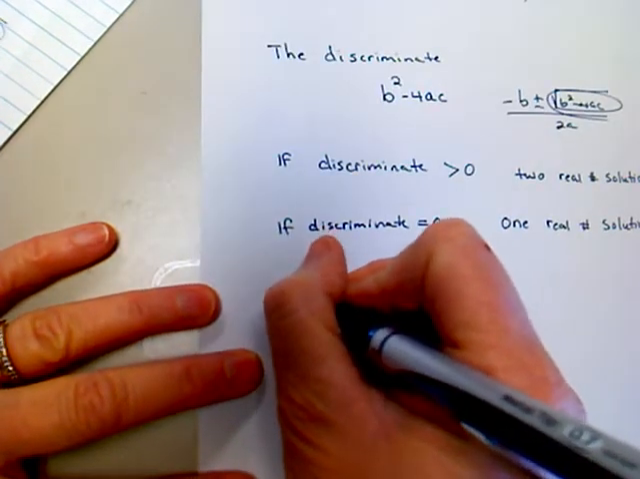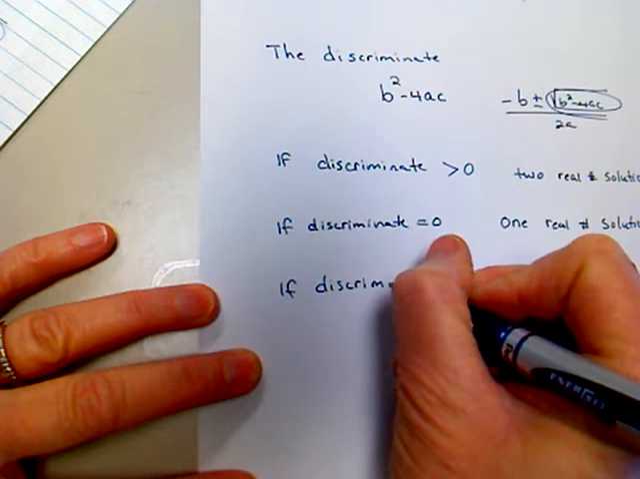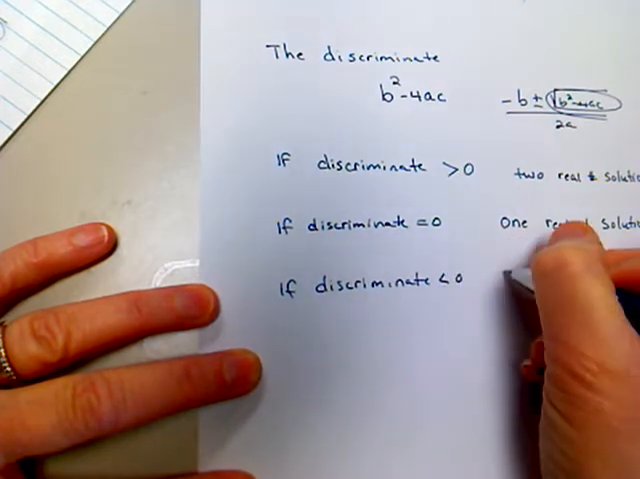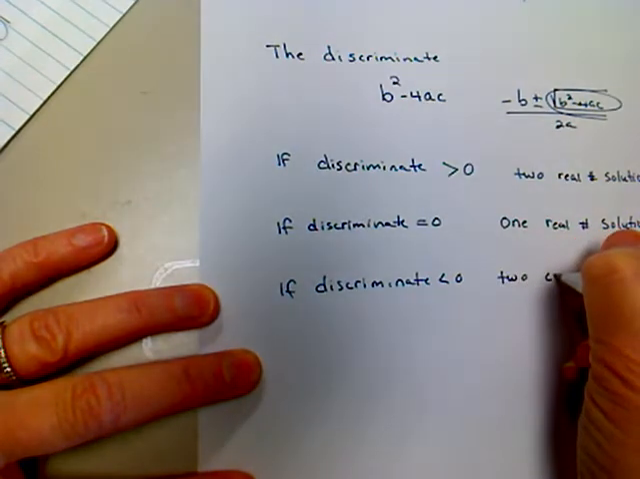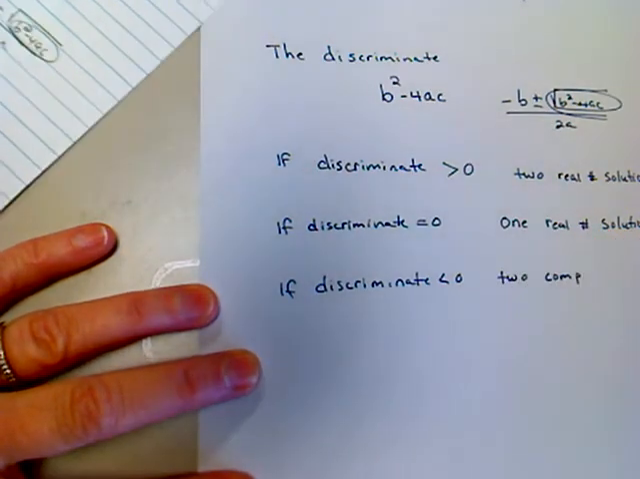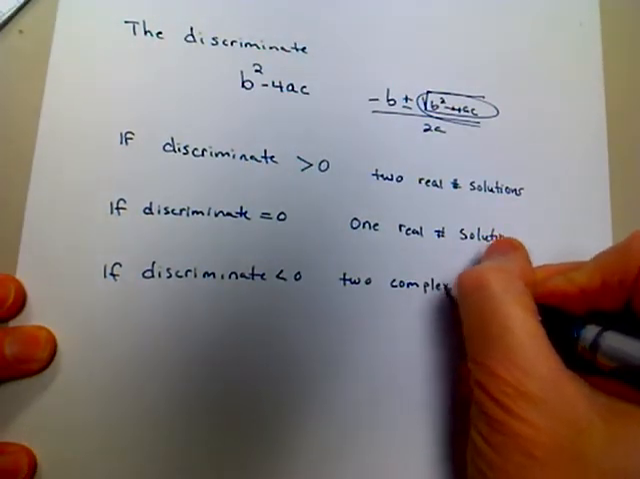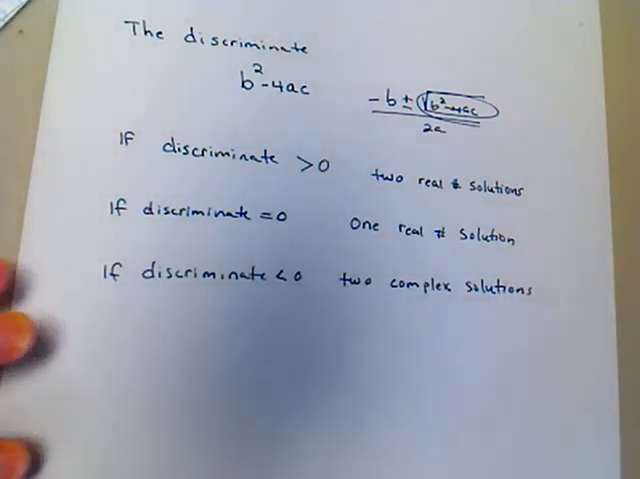And if the discriminant is less than 0, then you have two complex solutions, which means you've got solutions, but it doesn't cross the x-axis.